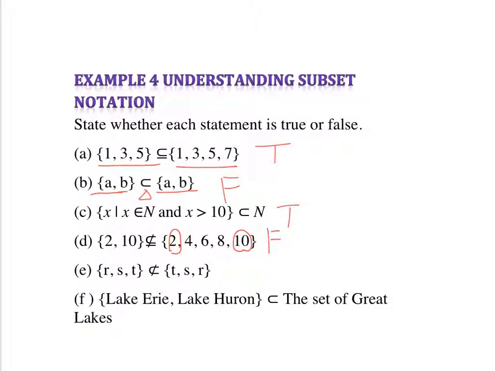E, a set of R, S, T is not a proper subset of a set with T, S, R. Notice that the 3 elements are exactly the same. The orders are different. That is okay. So these 2 sets are identical. They're a set and the set itself. And we said that the set itself cannot be a proper subset of the set. So this is a true statement.